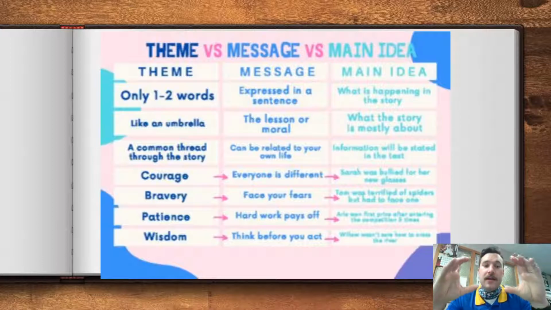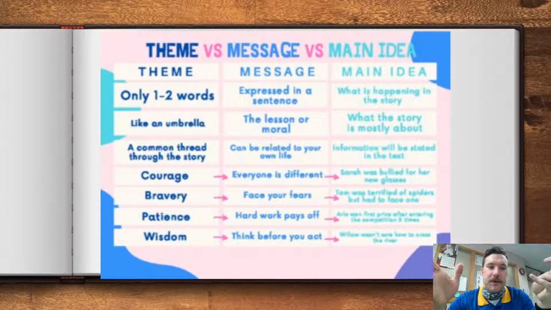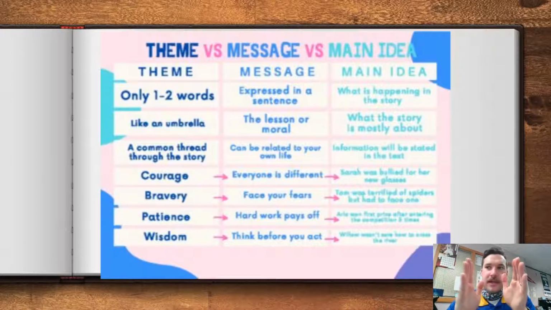So theme is one word where you say what the whole book is about, and it's like a common thread through the story. Like friendship, family, and we've talked about good versus evil being a theme. So when I think of Harry Potter, I think good versus evil. We've got Harry Potter versus Voldemort in the books. Chronicles of Narnia, same thing. The theme would be good versus evil.